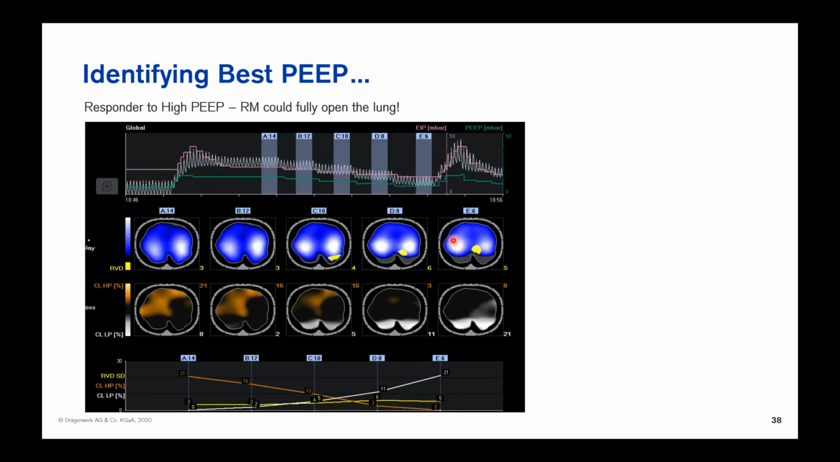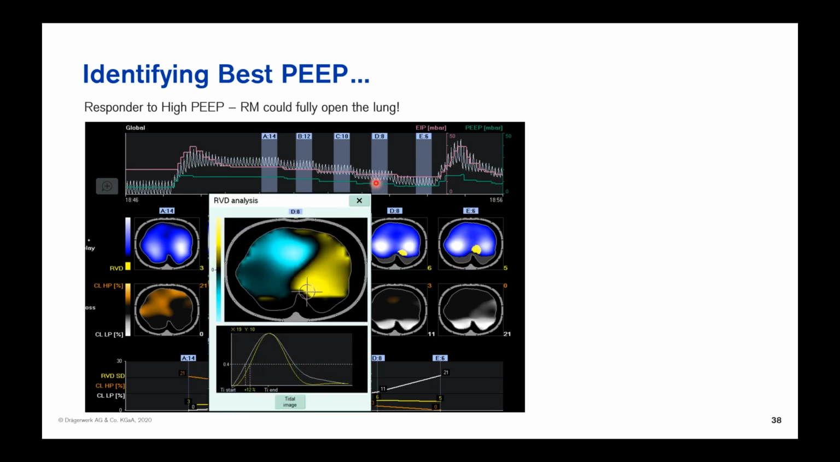And another example is the example that I explained before. Whenever you see these kinds of patterns, where with a decreasing PEEP you see the growing collapse of the dorsal lung, these are definitely the patients that will significantly benefit from PEEP titration and optimizing the PEEP based on EIT.